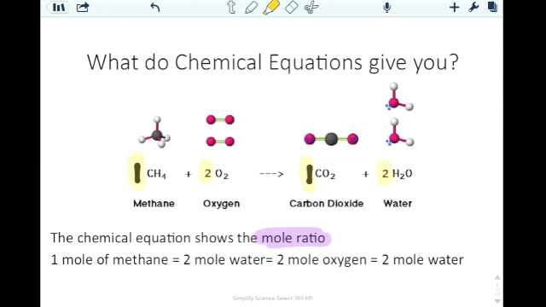That gives us our mole ratio. That's the ratio in between them. So 1 mole of methane equals 2 moles of water. 1 mole of methane equals 2 moles of oxygen. 1 mole of methane equals 2 moles of water again, but basically whatever it's set up to, that's what it equals. We can also say that 2 moles of water equals 1 mole of CO2. We can say that 1 mole of CO2 equals 2 moles of oxygen. And so all the coefficients give us that mole ratio. They set everything up for us.